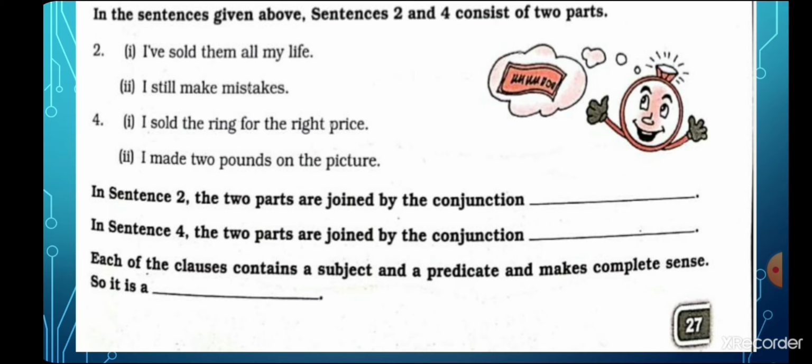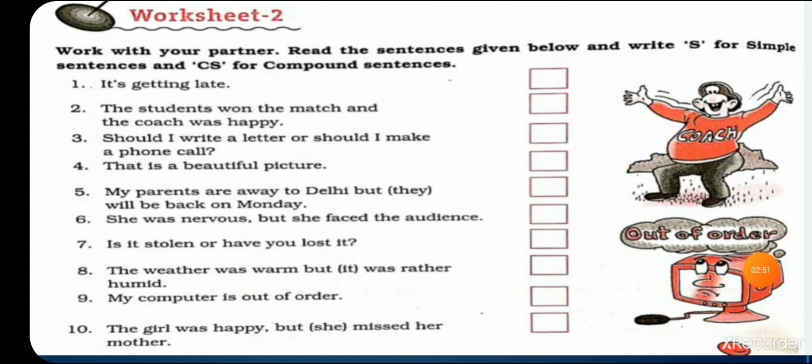Here students, each of the clauses contains a subject and a predicate and makes complete sense. So it is a compound sentence. Remember that a compound sentence is made up of two or more clauses which are independent of each other. They are of the same order or rank and can stand on their own, and they are coordinate clauses. Now let's move on to worksheet number 2.